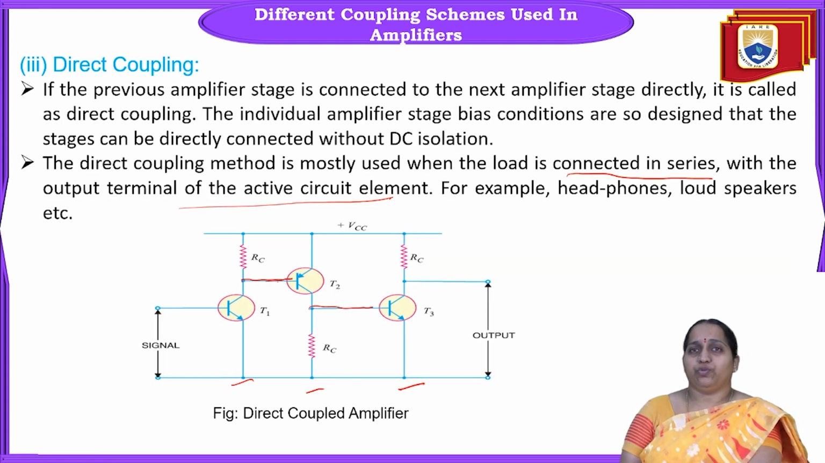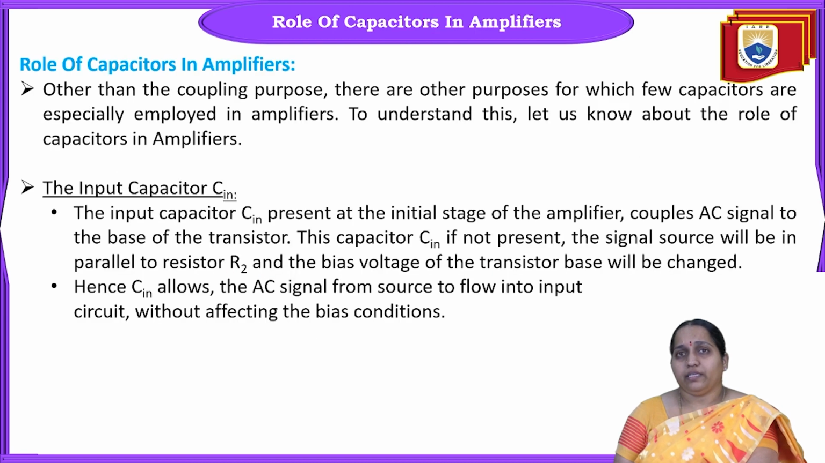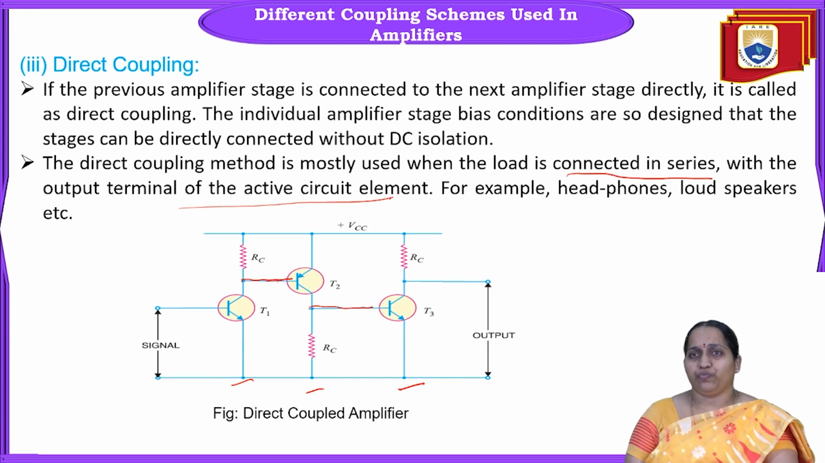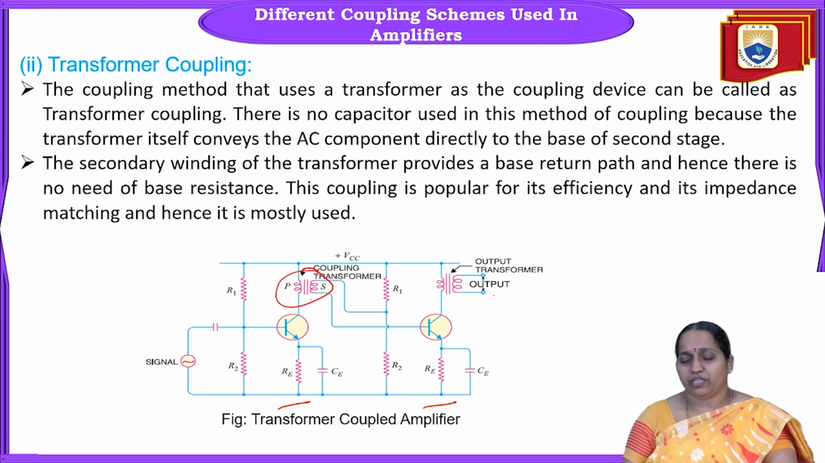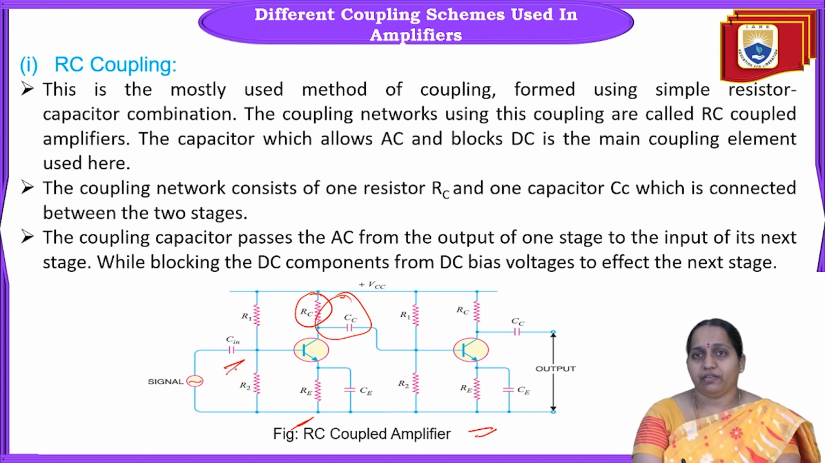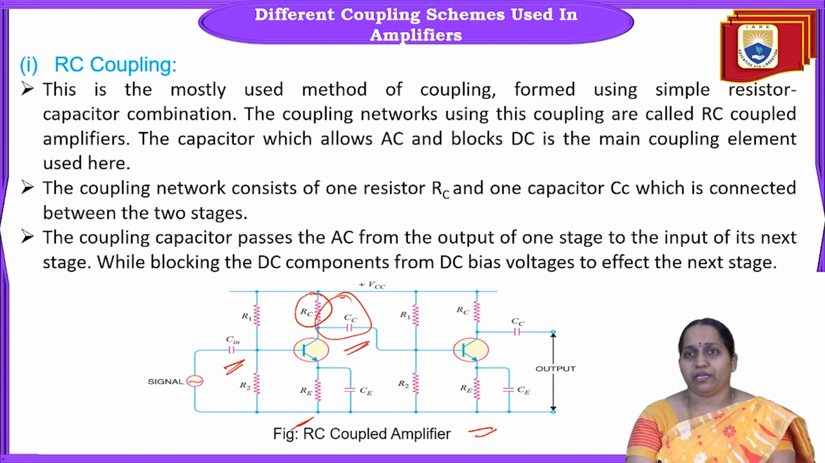Okay, so we'll just see what is the role of capacitors in amplifiers. We have come across many capacitors so far. If you see in all the circuits, right from the beginning, you can see here Cin, the input capacitance, and then Cc, the coupling capacitance. Then you have Ce, connected in parallel with Re. Ce is generally called the bypass capacitance. We'll see in detail what is the role of all these capacitances: Cin, Cc, and Ce.